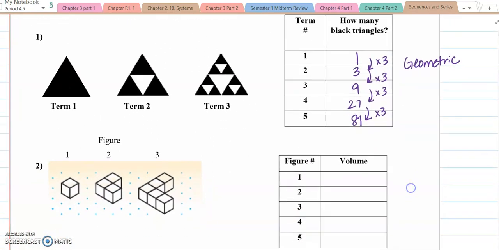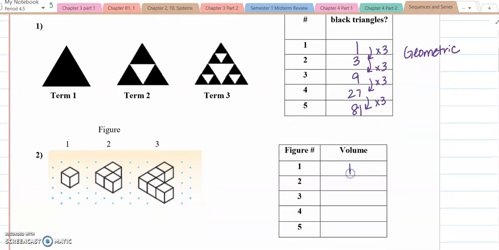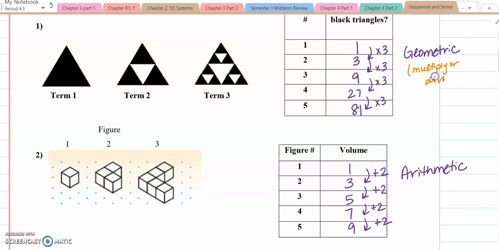In number 2, the volume represents 1 cube. The next term is 3. The next term is 5. This time you're adding. So the next case would be 7, and the next case would be 9, because you're adding 2. We call any time that you are adding or subtracting, we call those arithmetic. So geometric will multiply or divide, and arithmetic will add or subtract.